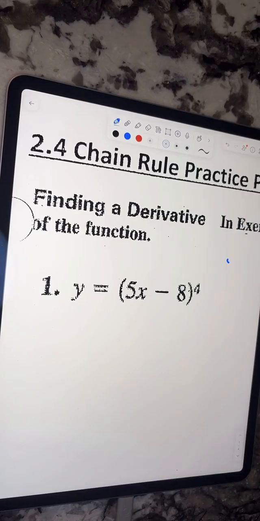All right, guys. Today I want to look at the chain rule. So, chain rule. How do we use the chain rule properly? And I can also give you another shortcut.